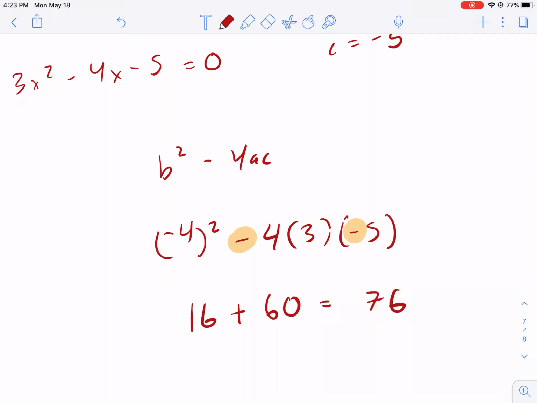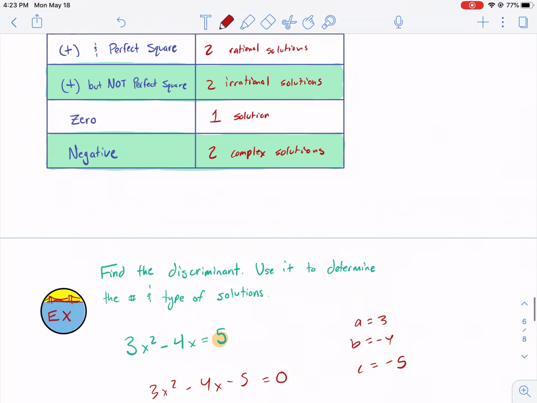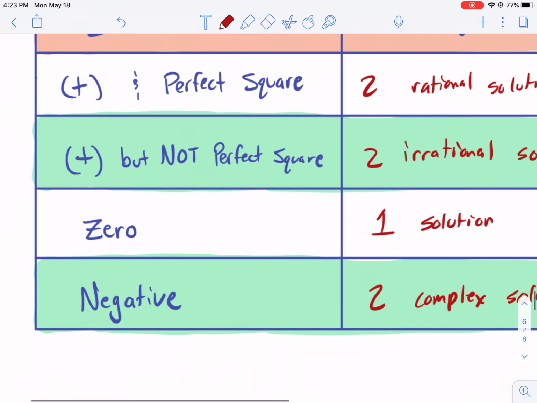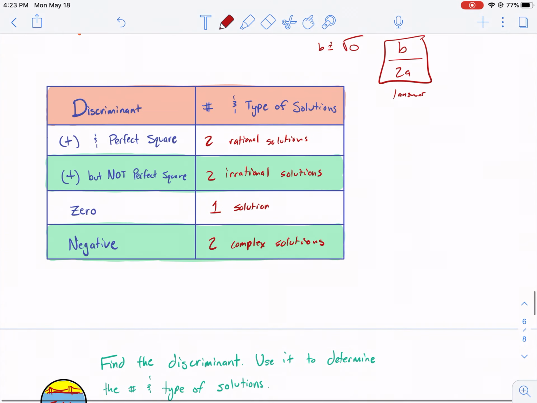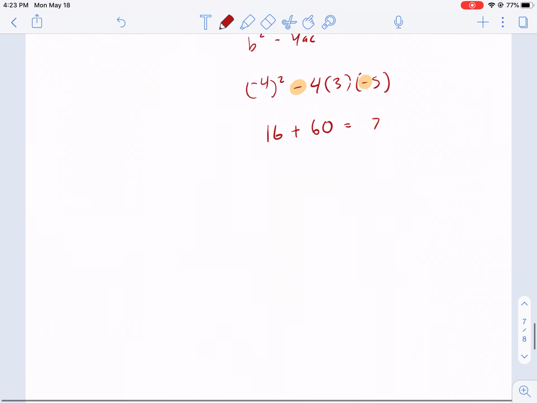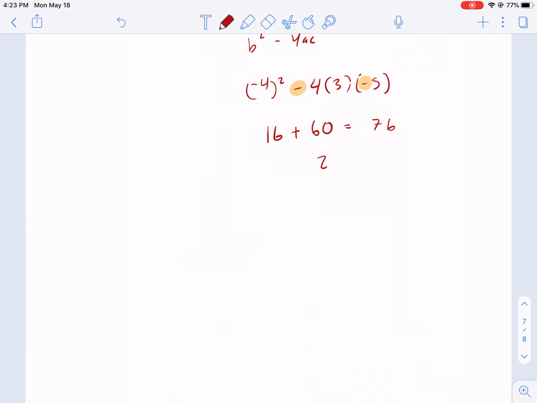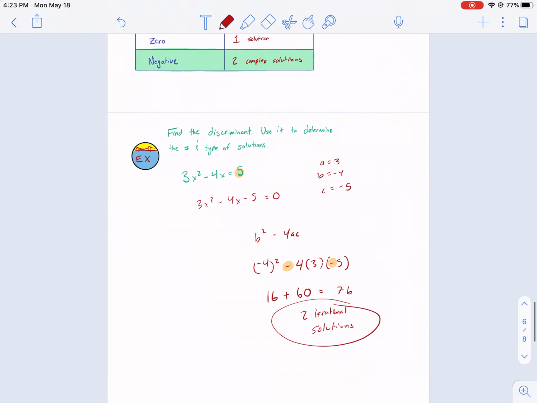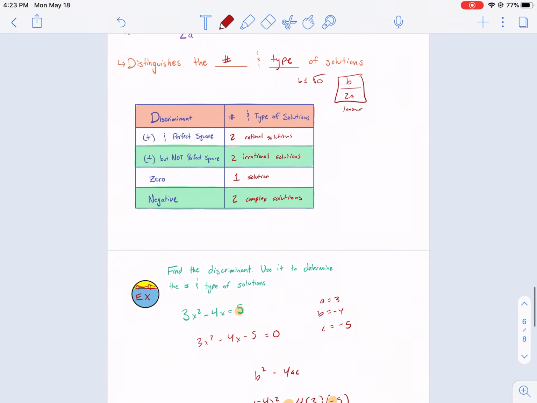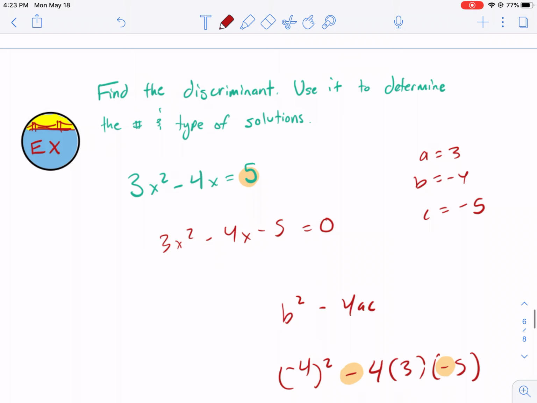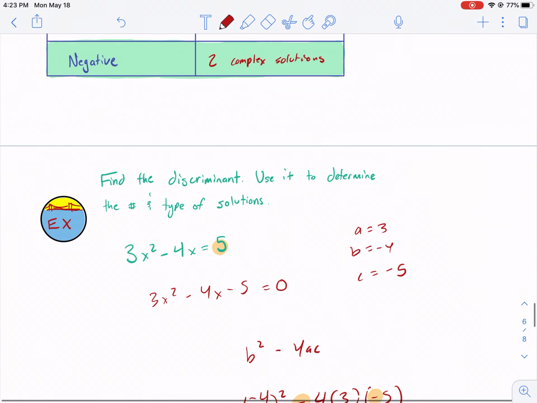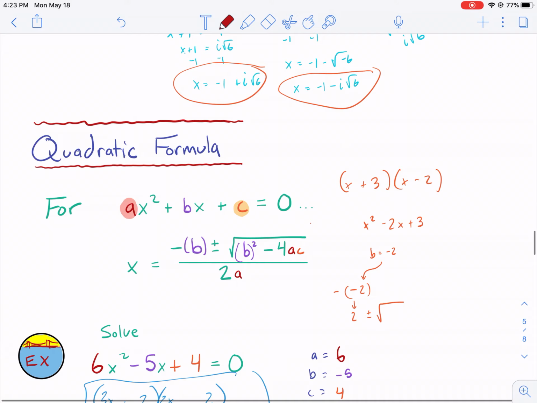Now, is 76 a perfect square? It is not. Because it's not a perfect square, we know we're down to this one or this one. Okay? So which of these is it? It's positive but not perfect square. So we are going to have two irrational solutions. So that's a quick way of kind of identifying what this graph is going to look like, what this quadratic equation is going to look like, what its behavior is going to be. So that's why the discriminant is a little bit useful. It's more important when you get into graphing, but you'll get to that later.